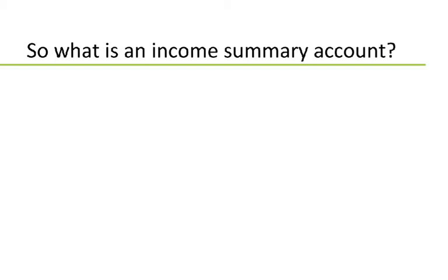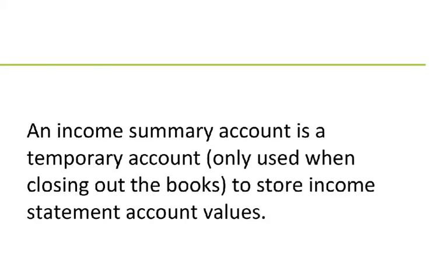The income summary is unique because it does not have a normal balance side. The balance of this account is determined by the amounts posted to the account at the end of the fiscal period. It is a temporary account, and it's only used when you close out the books. And it stores income statement account values.